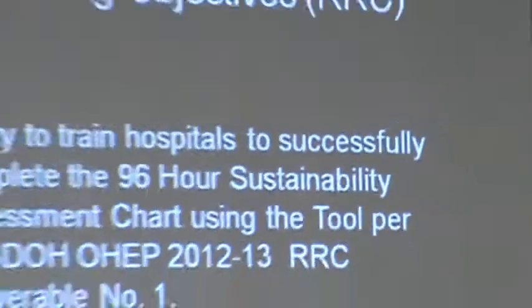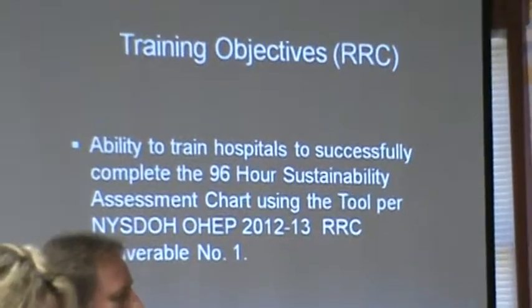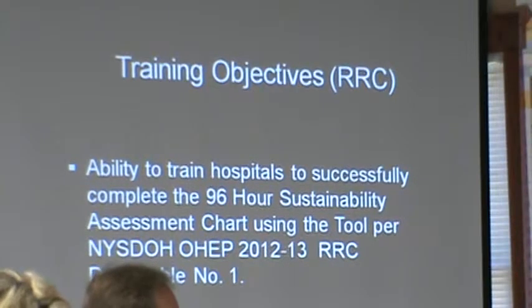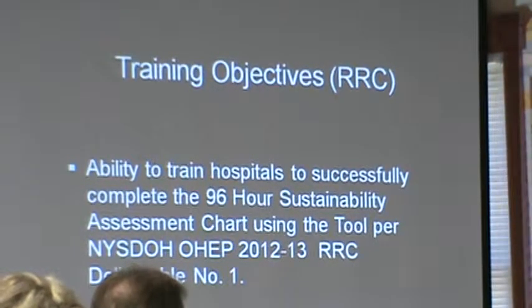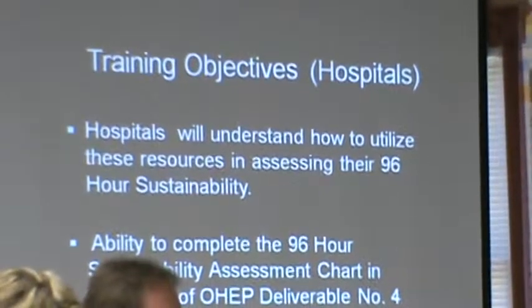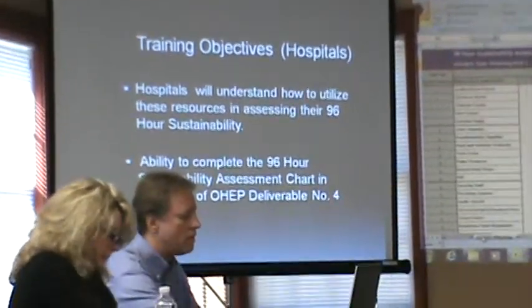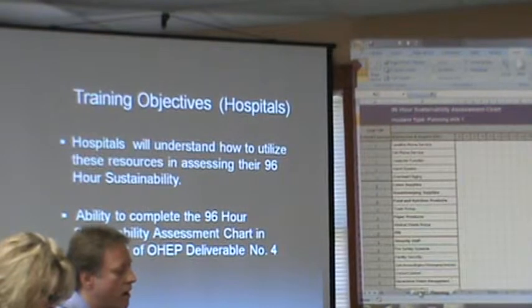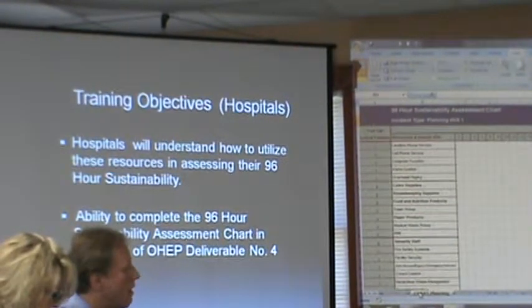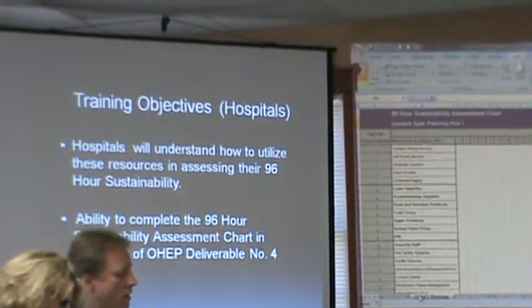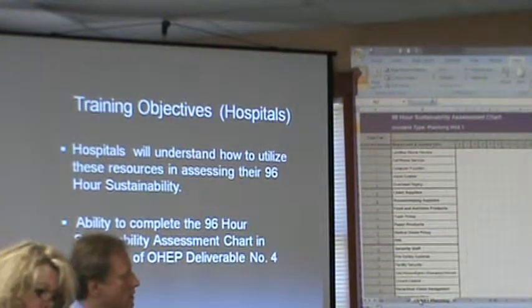So to our next slide, the training objective here today for the RRCs. Hopefully you'll leave with the ability to train hospitals to successfully complete the 96-hour sustainability assessment chart using the tool that we present, pursuant to your deliverable number 1 for the year. Now the training objectives for you as you present it to the hospitals would be for the hospitals to understand how to use these resources in assessing their 96-hour sustainability, and that they would have the ability to complete the 96-hour sustainability assessment chart pursuant to hospital deliverable number 4 and be reimbursed $5,000.